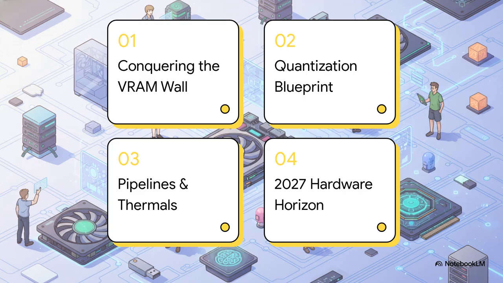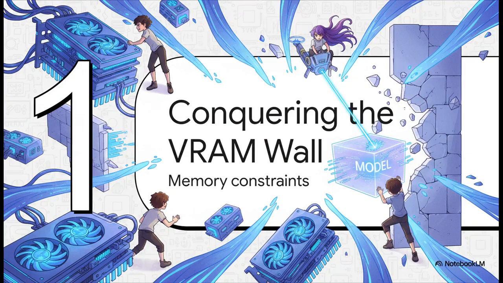Okay. Here's the exact game plan for today. 1. Conquering the VRAM wall. 2. The quantization blueprint. 3. Pipelines, frameworks, and thermals. And 4. The 2027 hardware horizon. Let's dive right into Section 1, Conquering the VRAM wall.